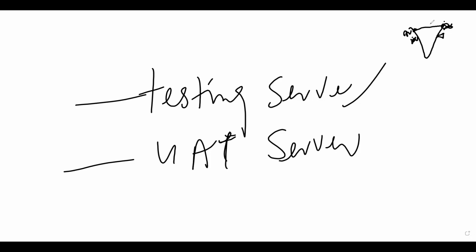So that UAT server is where user acceptance testing happens. You will do all these tasks for the testing. All you guys are going to do all these tasks. That is the environmental setup.